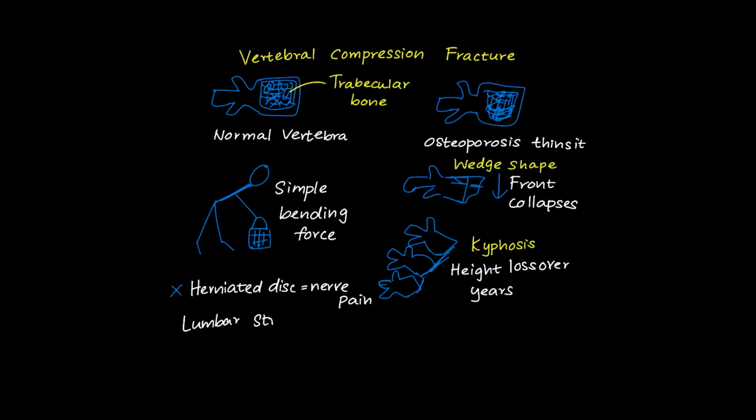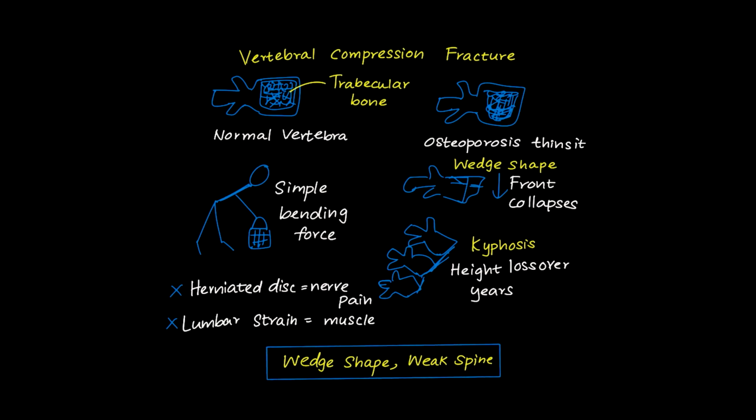Here's a D236 OA exam tip for you. Link wedge vertebra to the phrase wedge shape, weak spine. Weak from osteoporosis, wedged from collapse. Wedge shape, weak spine equals kyphosis, height loss.